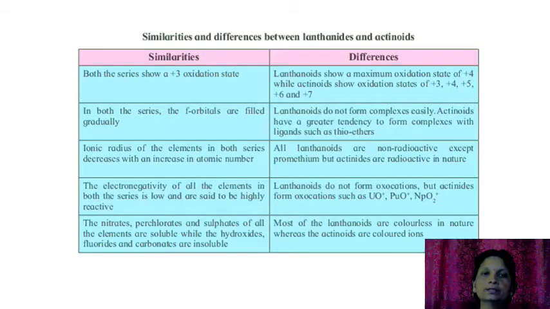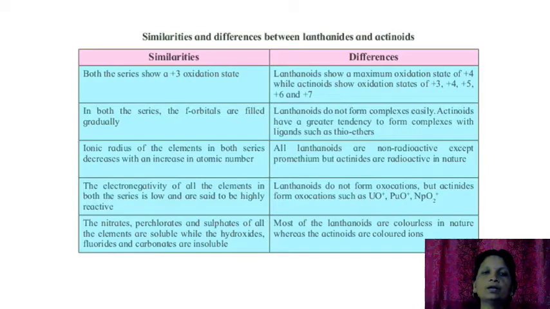Now let us discuss the similarity in the properties of lanthanides and actinides. What kind of similarity is found? First, both these series, lanthanides and actinides, show the +3 oxidation state. Second, in both series the f orbitals are filled gradually. The third similarity: the ionic radius of elements in both series decreases with increase in atomic number.